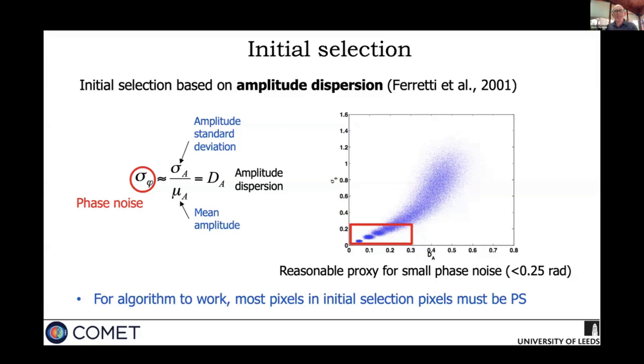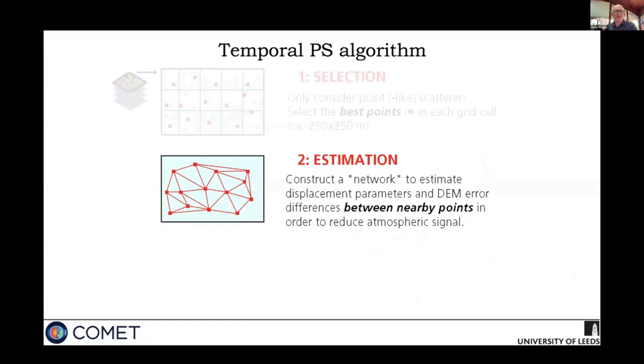Okay, this does present a challenge if you don't have lots of pixels with low values of amplitude dispersion, and I'll come to that a bit later on. Okay, so having selected your likely PS, you then construct this network, which means calculating phase differences between points, so constructing so-called arcs and calculating the phase difference between them.